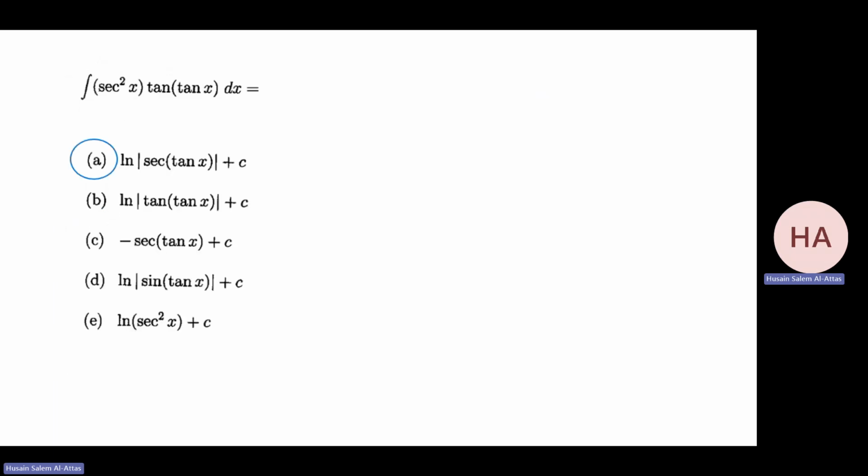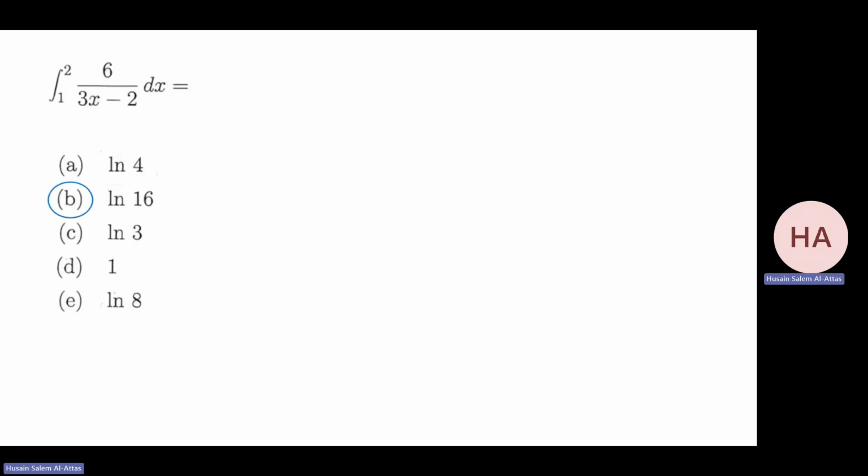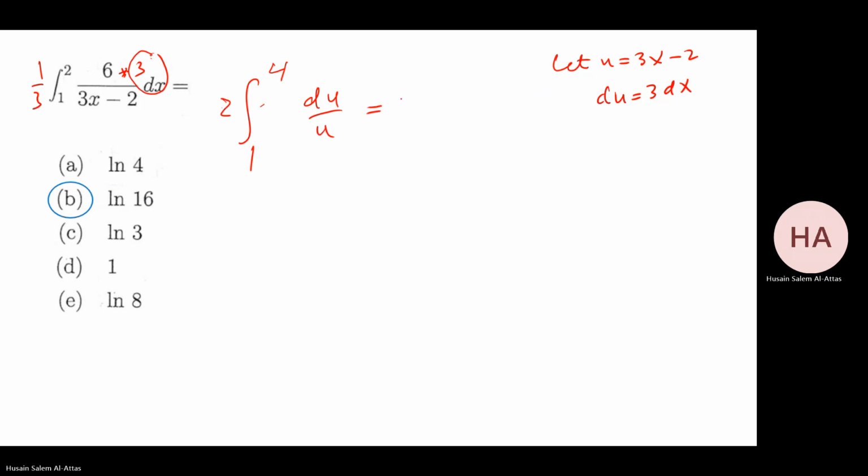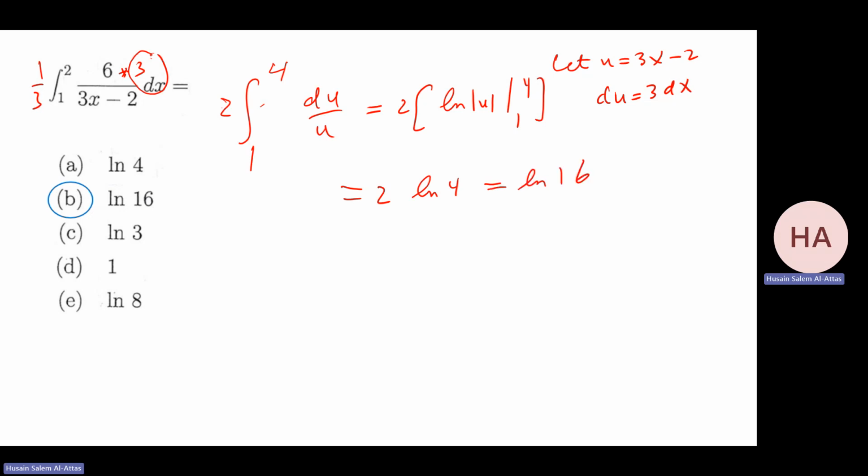Okay, now we'll do all the exam problems. I will let u equal 3x minus 2. du will be 3 dx, so I need to multiply by 3 and put 1 over 3 outside. The limits: 3 minus 2 is 1, and 6 minus 2 is 4. Outside I have 6 over 3, with my du over u. So it will be 2 ln of u from 1 to 4. That will be 2 ln 4, ln 1 is 0, which is ln 16.